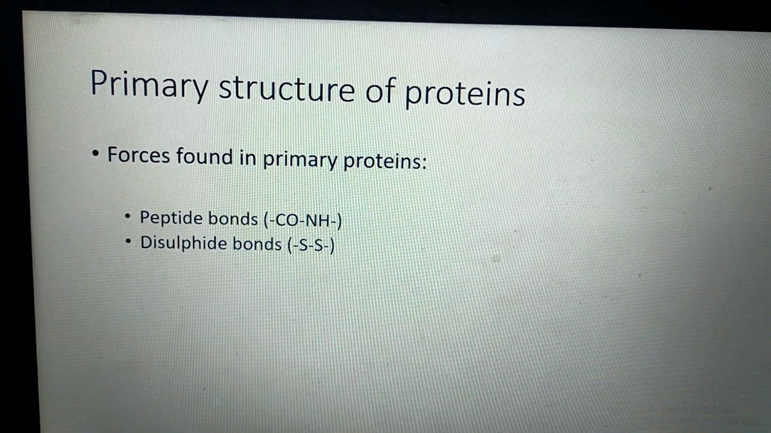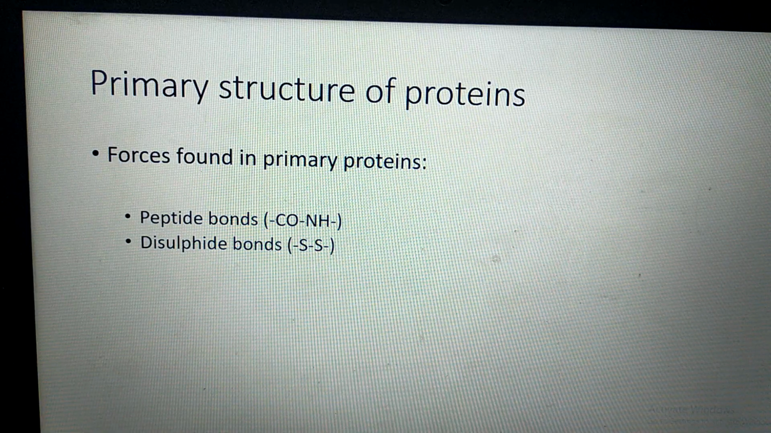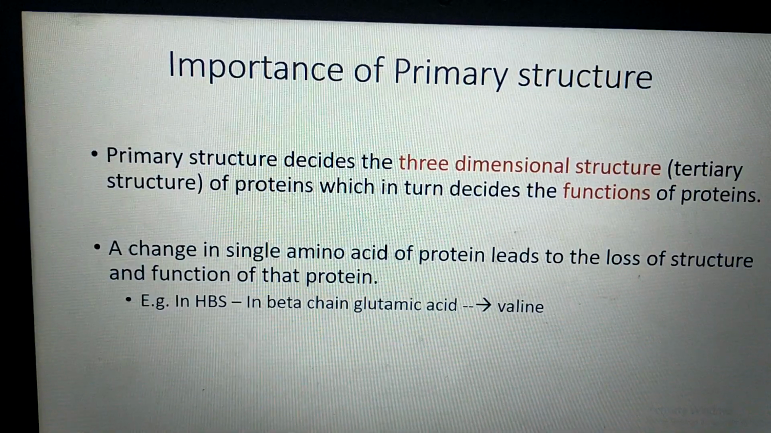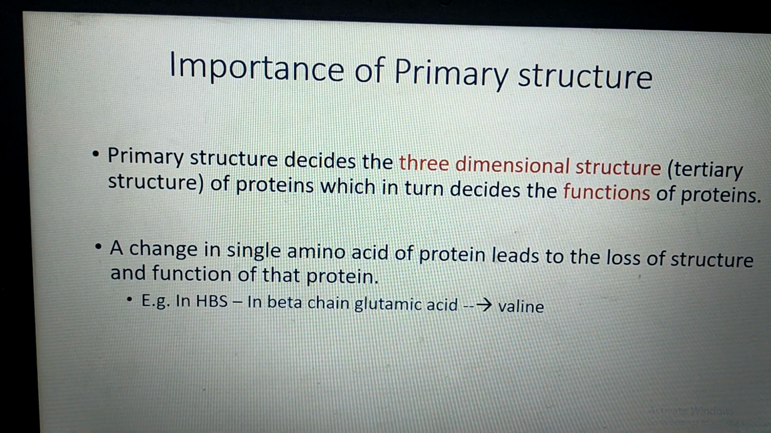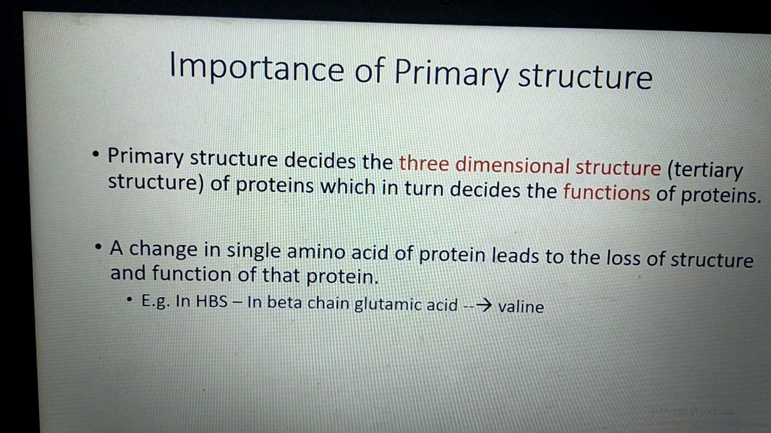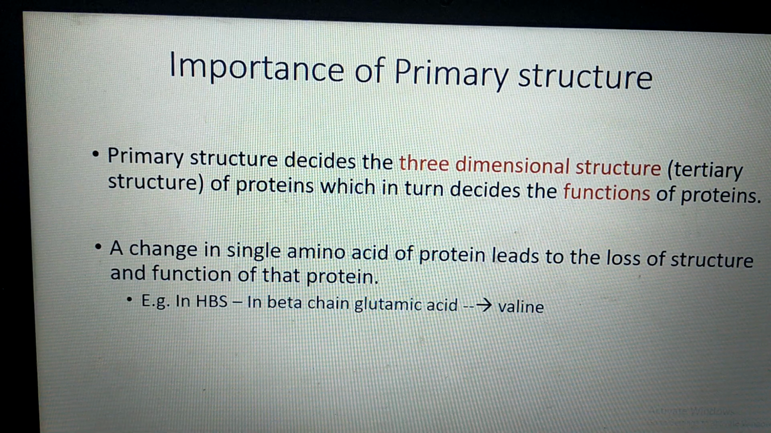Forces present in a primary structure of protein are peptide bonds and disulfide bonds. Now importance of primary structure is that primary structure decides the three-dimensional structure or tertiary structure of the protein, which in turn decides the function of proteins. A change in single amino acid of protein leads to loss of structure and function of proteins. Again, it is studied with the help of example taking hemoglobin S, where substitution of one amino acid leads to different structure as well as altered function of hemoglobin S.